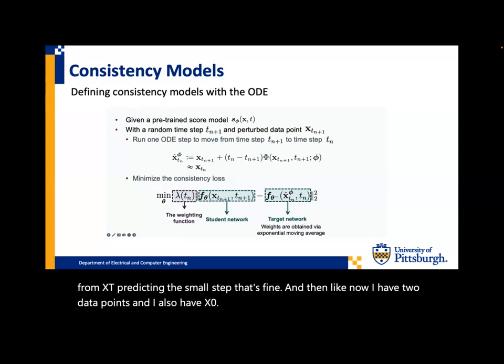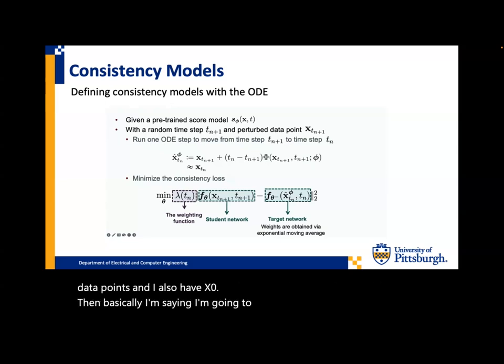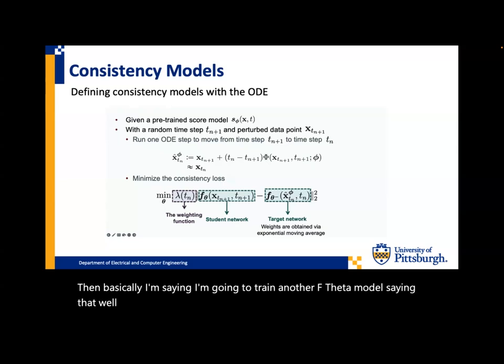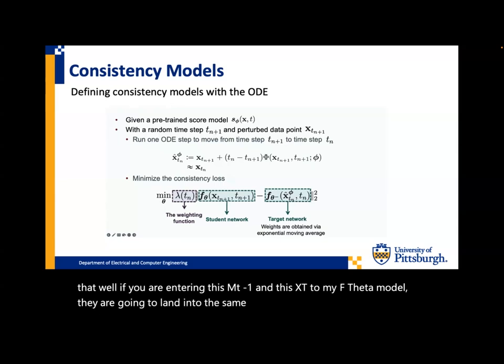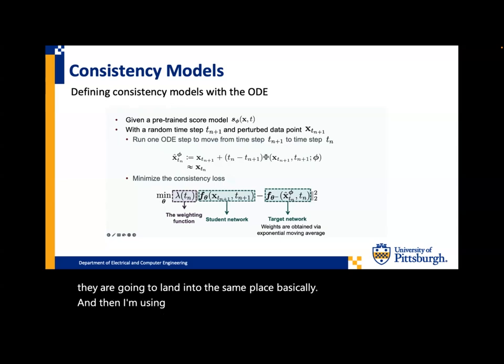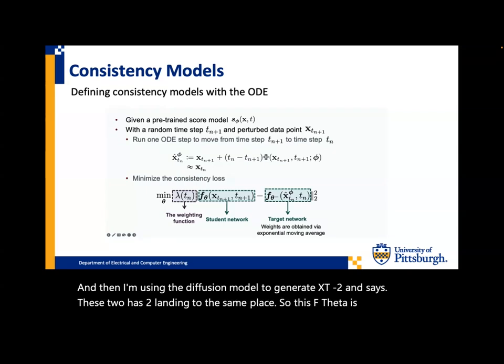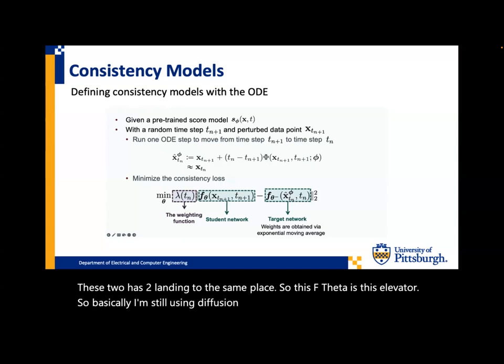Then I'm going to train another f theta model, saying that if I enter xt minus 1 and this xt into my f theta model, they are going to land in the same place. Then I use the diffusion model to generate xt minus 2, and these two also have to land in the same place. So this f theta is this elevator. I'm still using diffusion to generate all those small steps, but using those small steps to train my elevator. Does that make sense?